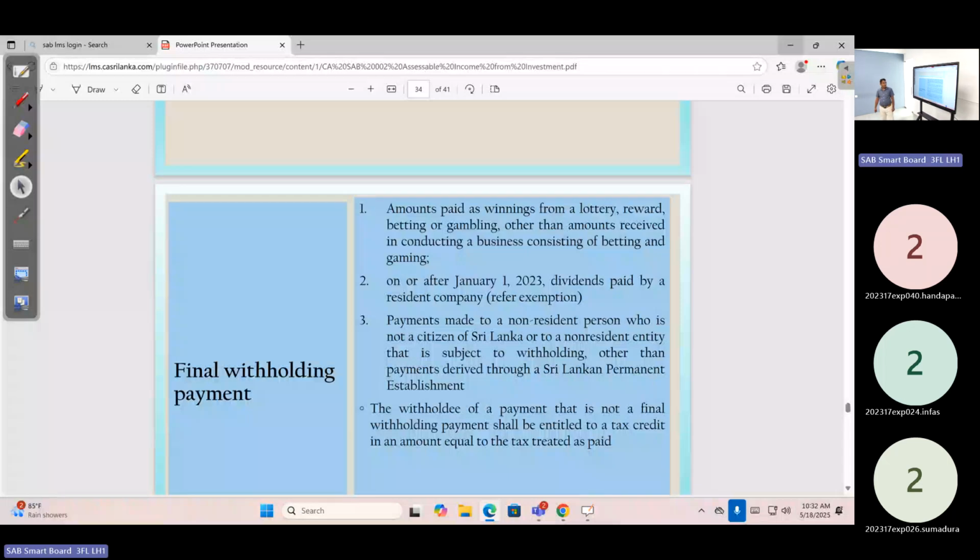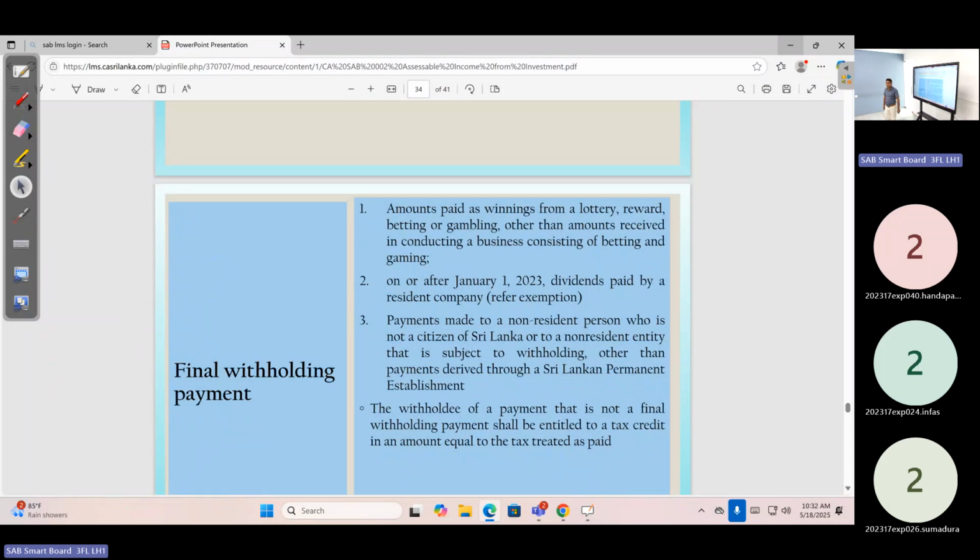The second thing is dividend paid by a company. The declaring company is supposed to deduct withholding tax, the AIT, at 15%. It is a final return. Payment made to a non-resident person is also a final withholding tax.